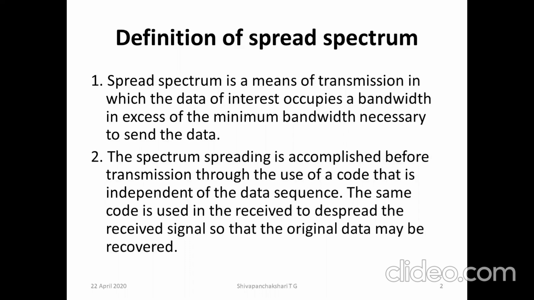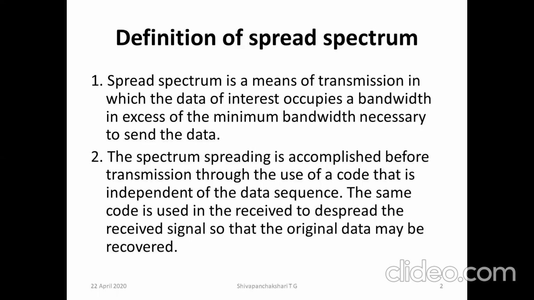Spread spectrum is a means of transmission in which data of interest occupies a bandwidth in excess of the minimum bandwidth necessary to send the data. So in this particular technology, more bandwidth is offered for the transmission of the data than the actual bandwidth required. The bandwidth expansion for the information signal is intentional. So just by enhancing the bandwidth of the data to be transmitted, we can provide security for the information signal against jamming signals.